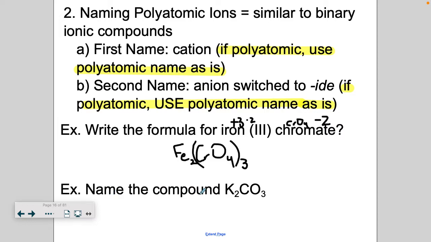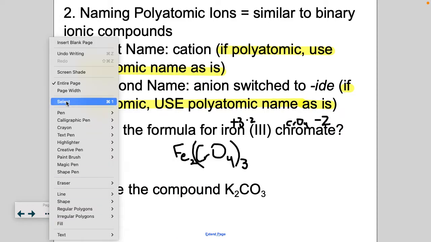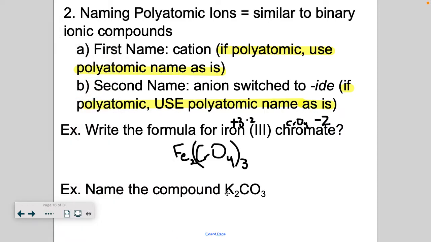All right. Down here, we have to name the compound. So I'm going to switch back here. Potassium. So we have K2CO3. You might start, oh, potassium carbonate oxide. Ugh, that doesn't sound right. That's not binary. Binary is first name, last name. So CO3 is a polyatomic. It's carbonate.